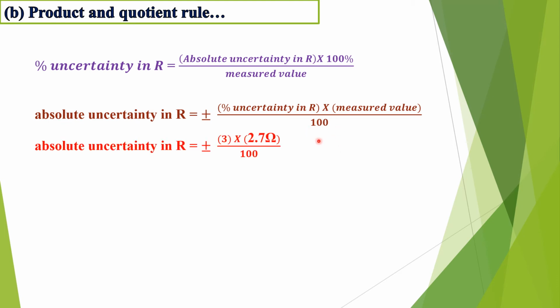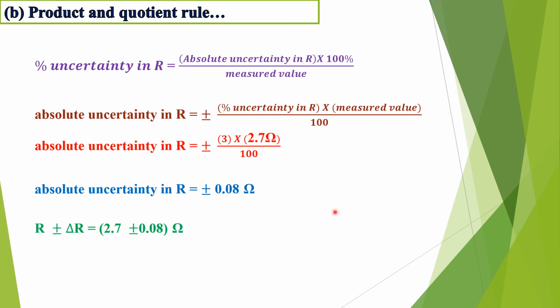By putting the values, we get absolute uncertainty in R is equal to plus minus 3 multiplied by 2.7 ohm divided by 100, and finally we get absolute uncertainty in R, that is delta R, equal to plus minus 0.08 ohms. Now we have the absolute uncertainty in R and the measured value of R, so we can write the final answer as R plus minus delta R is equal to 2.7 plus minus 0.08 ohms. Here R is the measured value and plus minus delta R is the absolute uncertainty in resistance.